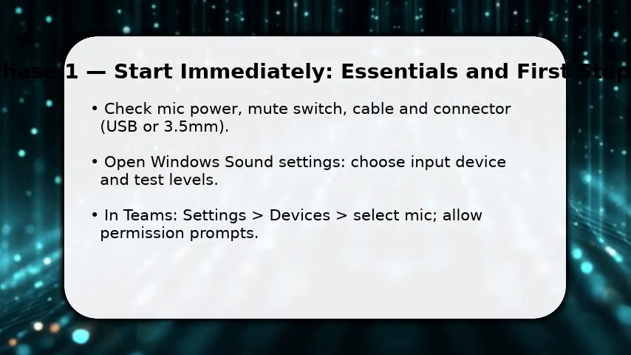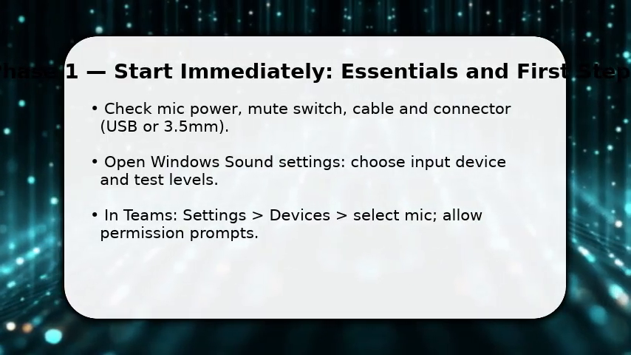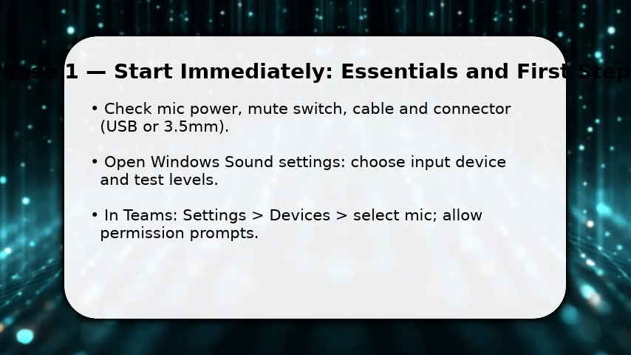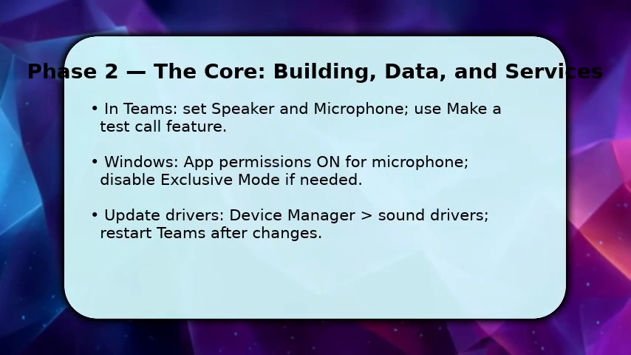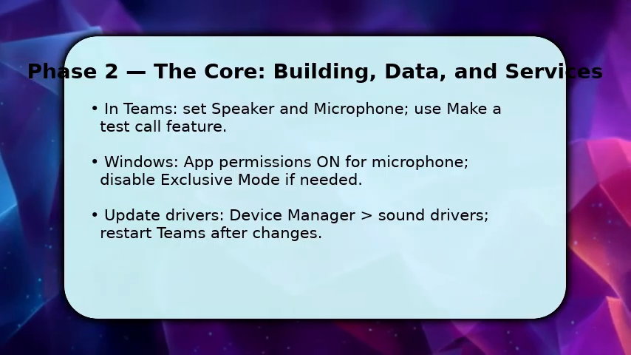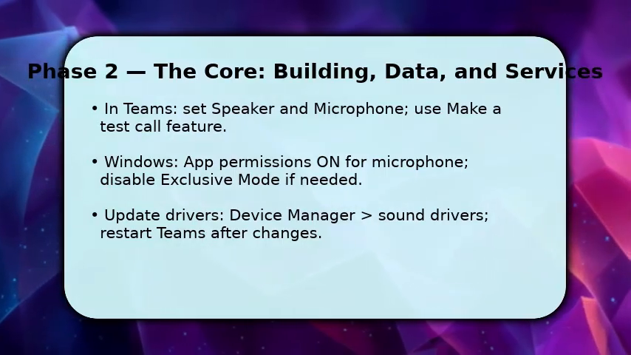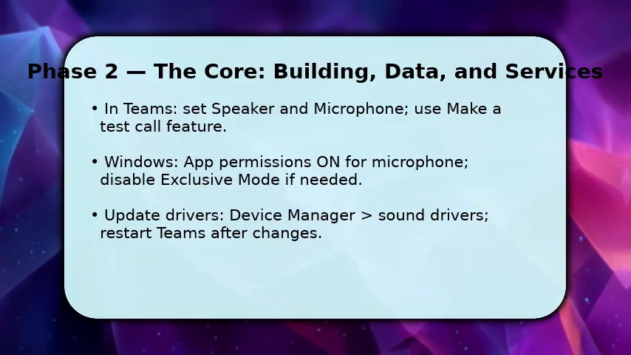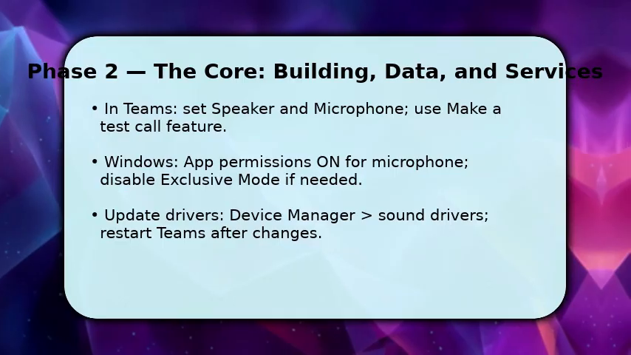Finally, open Microsoft Teams, go to Settings, Devices, and select the same mic, so Teams is pointed at the working source. Now you refine software controls to ensure clear audio. In Teams, choose the correct microphone and speaker, then use Make a Test Call to hear loopback and confirm input.